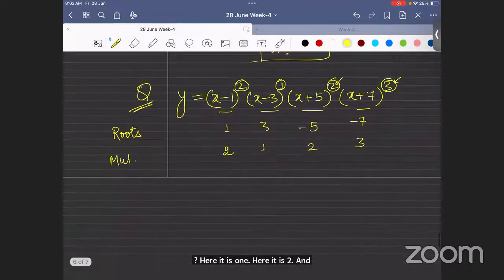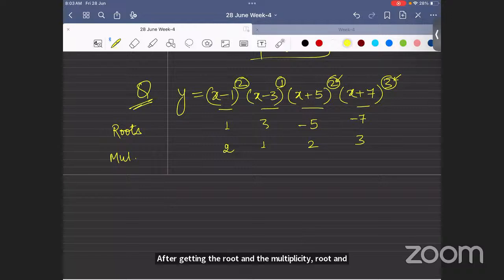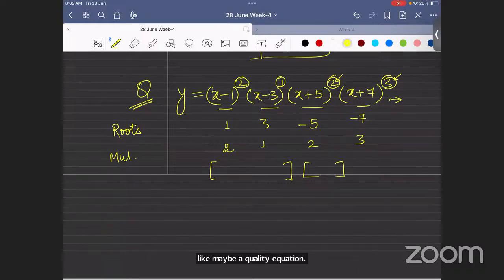Correct. Now the next thing that you should know, to plot any graph of whatever polynomial has been given to you, is that after getting the root and the multiplicity you can directly plot it. Sometimes they won't give you the polynomial directly like this. They can give it in the form of a quadratic equation, then a linear equation, then again a quadratic equation. So you have to simplify that to know the multiplicity and the exact root.